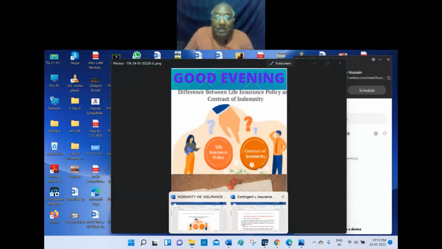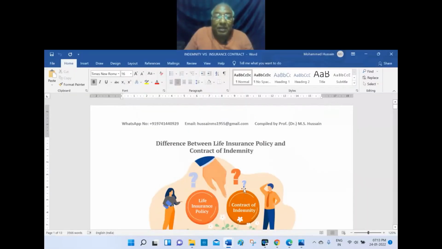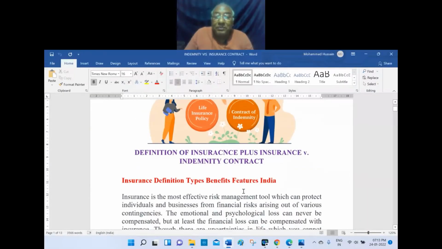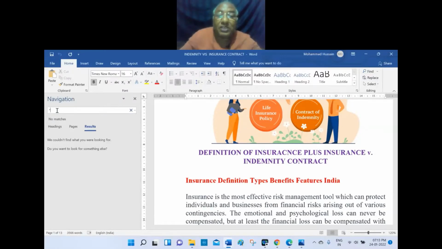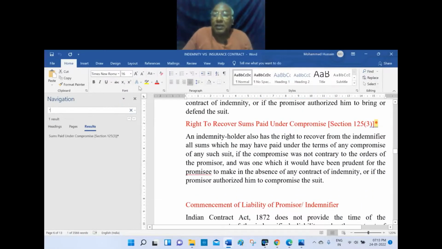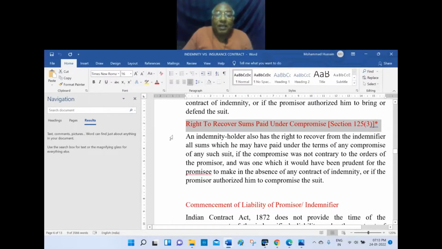Regarding the insurance contracts or indemnity contracts, I have covered indemnity contracts, and I will show you how much I covered. I put an asterisk up to the extent that I covered in the last class. Up to this extent I covered in my last class.